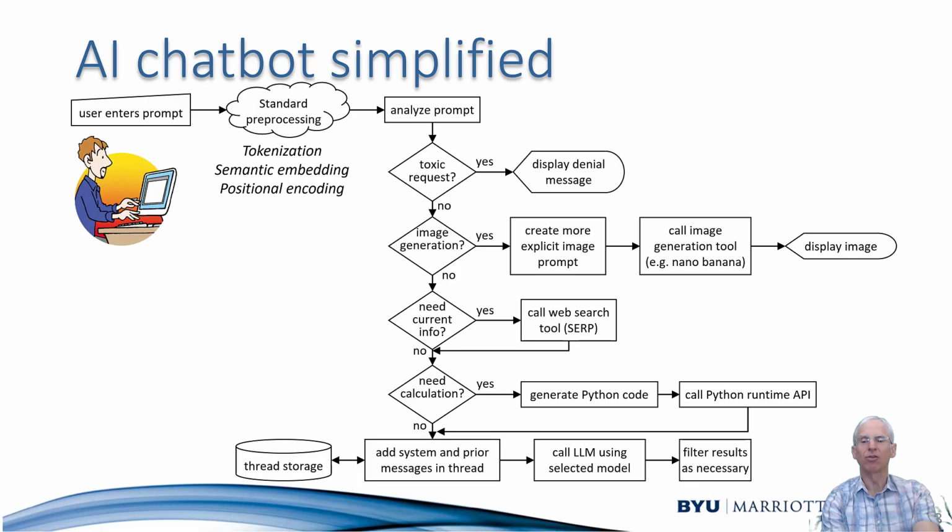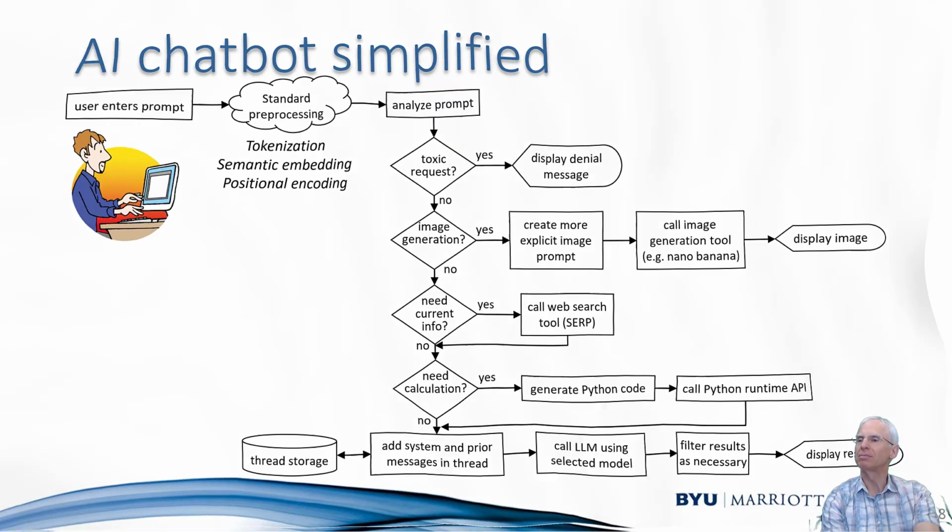And then we filter the results, make sure there's no toxicity or other problems in the results. And finally, we might display that to the user. So I know it sounds kind of complicated, but trust me, it's a lot more complicated than this. But that's an example of an AI chatbot.